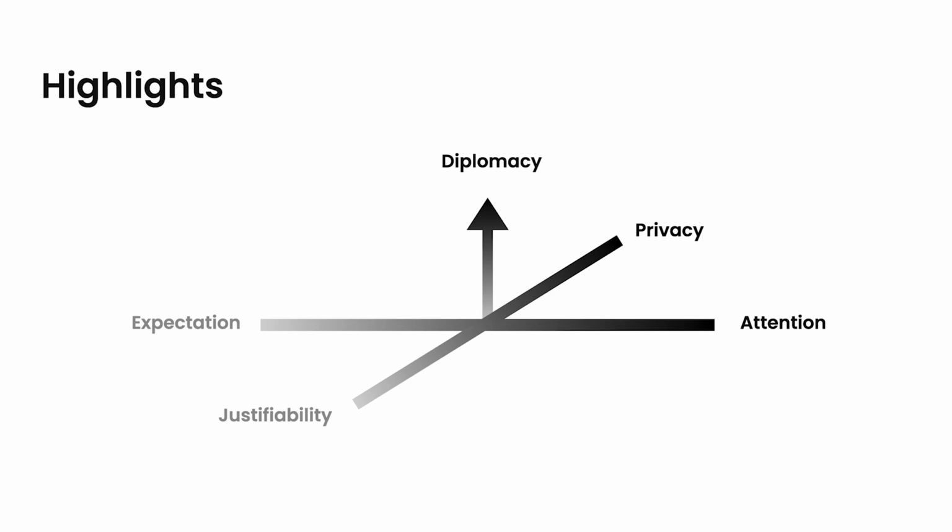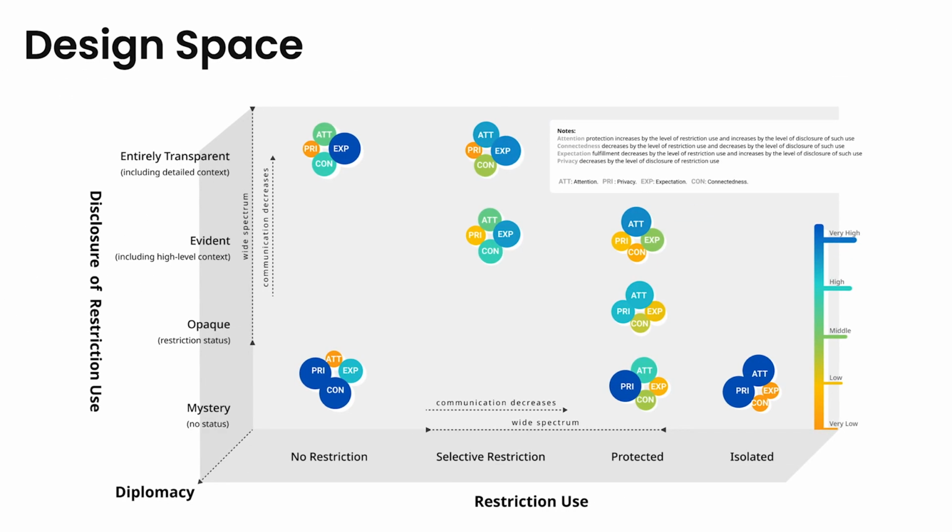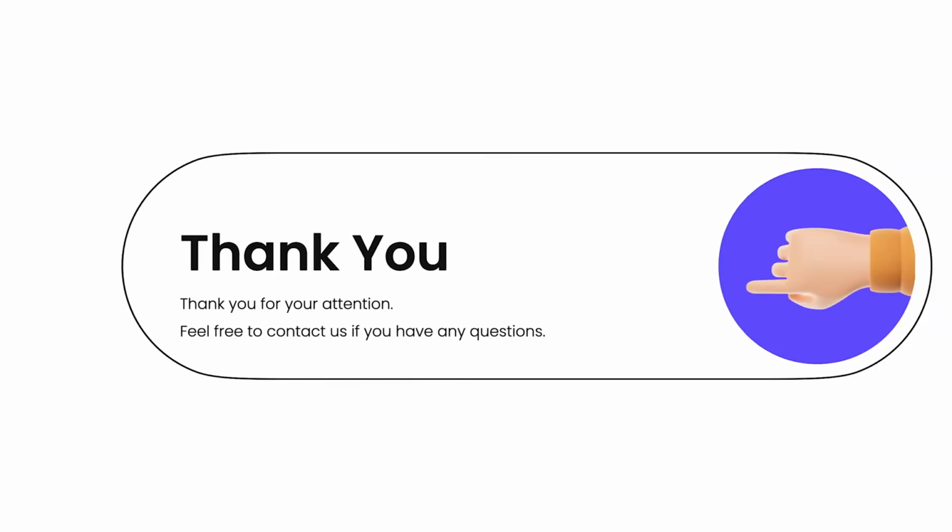Based on our findings, we propose a number of design implications. One of them is the design space for the integration of attention management into online status. We suggest designers who are interested in such an integration read our paper to determine the level of restriction and the level of disclosure you want your system to support, depending on how much attention protection, how much expectation fulfillment, how much autonomy, how much privacy, and how much connectedness your users need. For more details, please look at our paper.